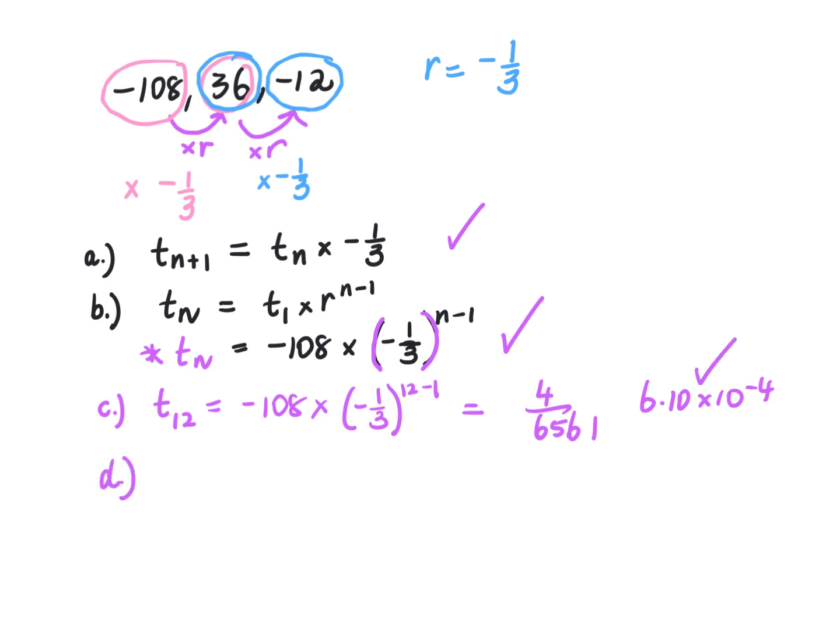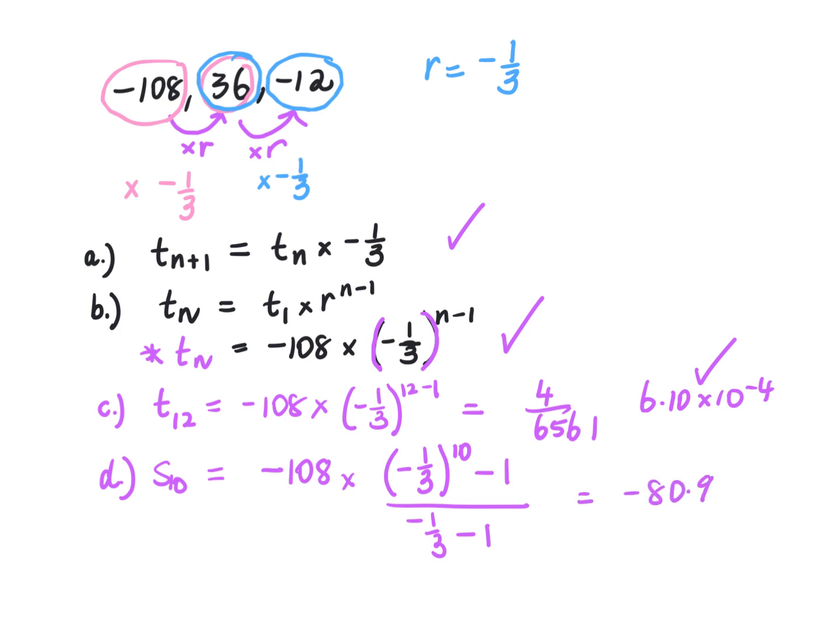Okay, the final part of this one, we're after the sum of the first 10 terms. So we're going to go straight to our formula sheet, find that. So it's going to be negative 108, that's term 1, times negative a third to the power of n, which is 10, minus 1 over negative a third minus 1. Now I just type all of that into my calculator just like that, and it comes to negative 80.999. Another mark for that.